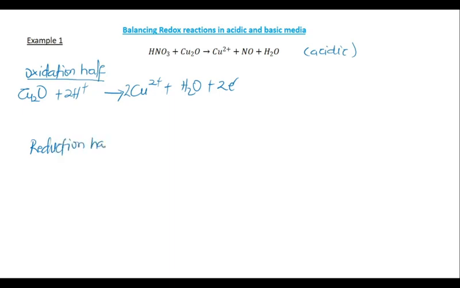Now let's go to the reduction half. The reduction half equation. Now the reduction is this one. So we have HNO3 giving us NO. Now for us to balance this, first of all, we need to take away the proton over here. So it becomes NO3 minus, giving us NO.